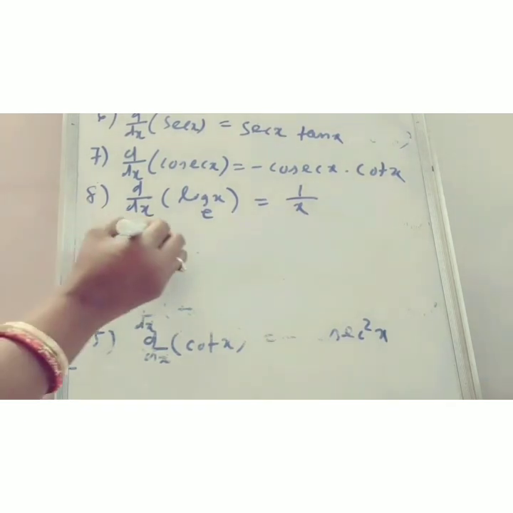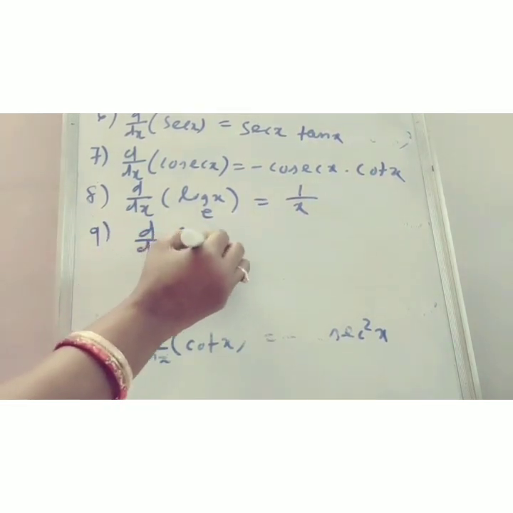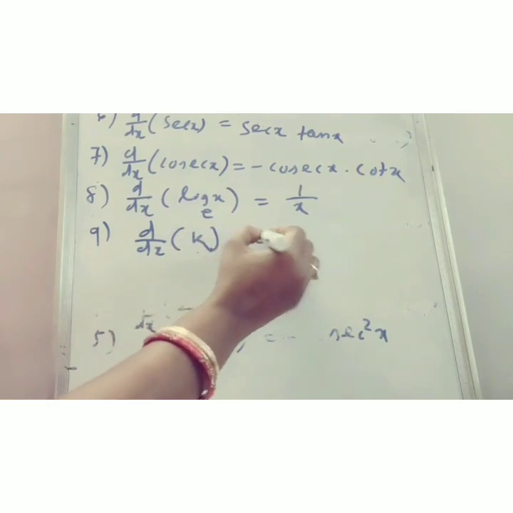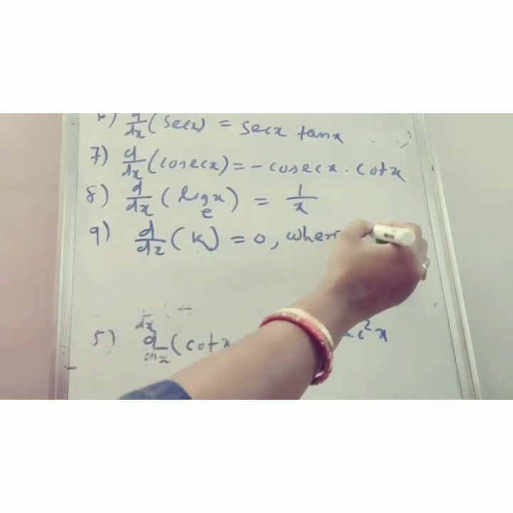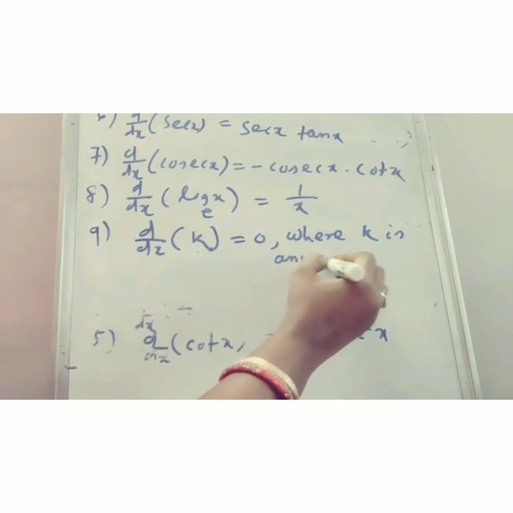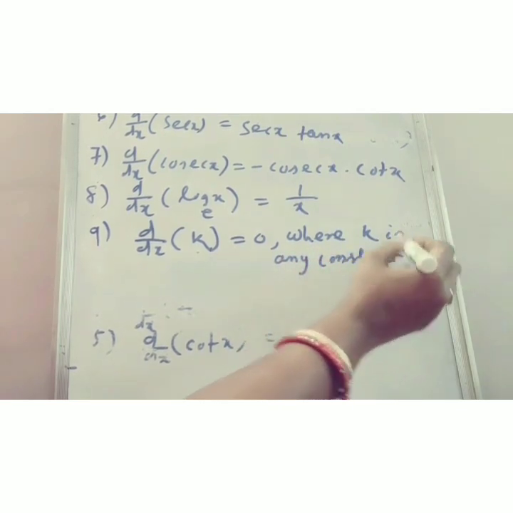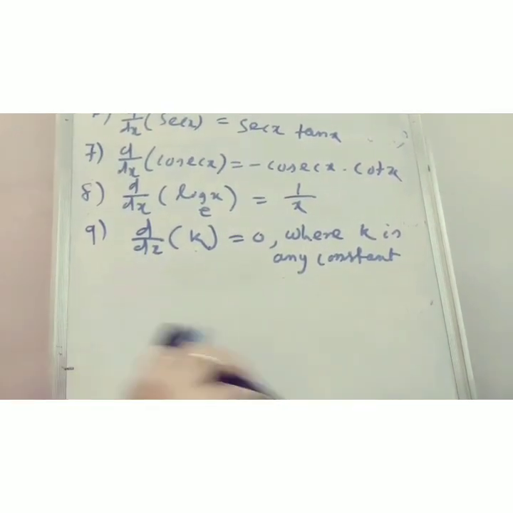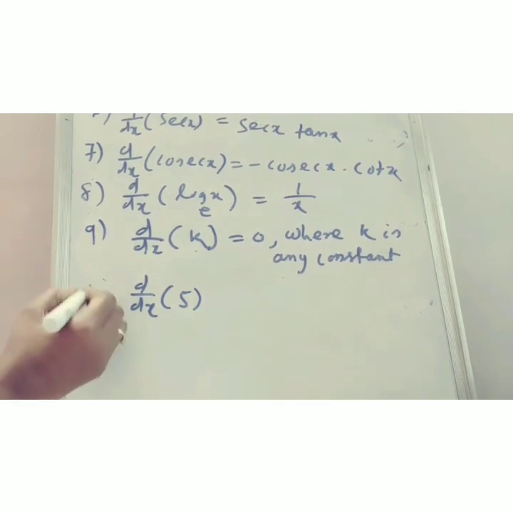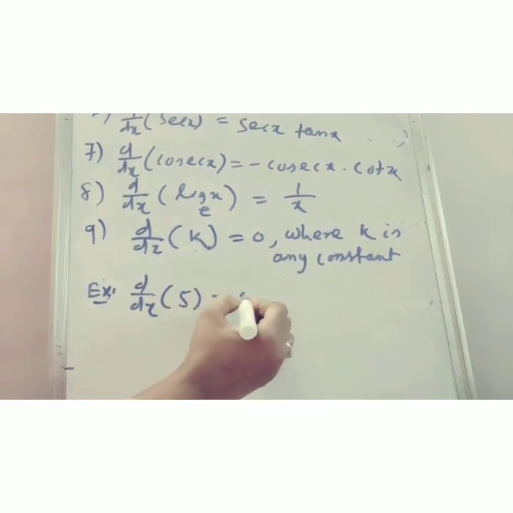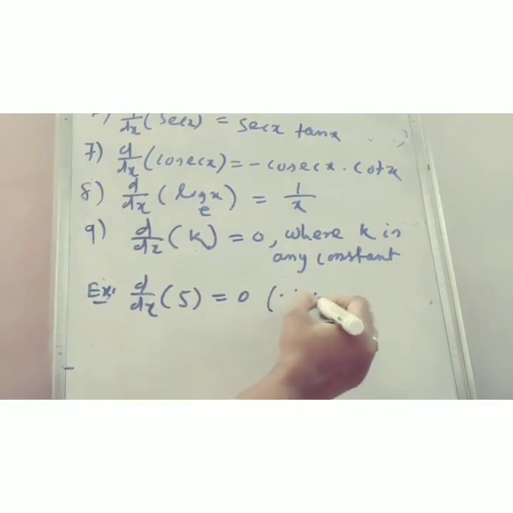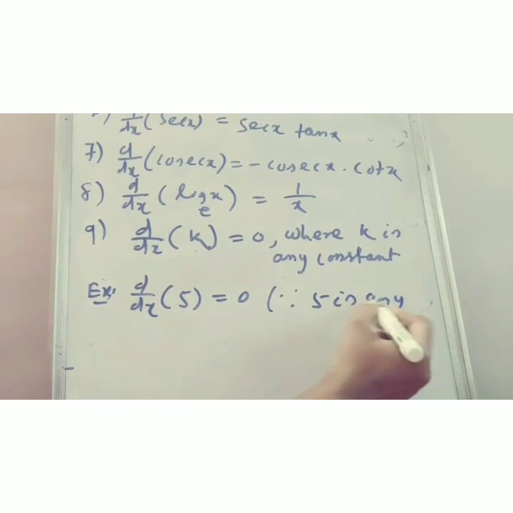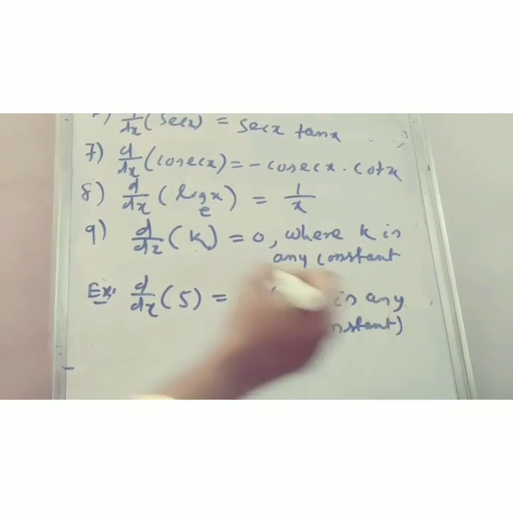Number 9, the derivative of a constant k is equal to 0, where k is any constant. Example, what is the derivative of 5? d by dx of 5 is equal to 0. Why is the derivative of 5 equal to 0? Because 5 is a constant, that is why the derivative of 5 is equal to 0.